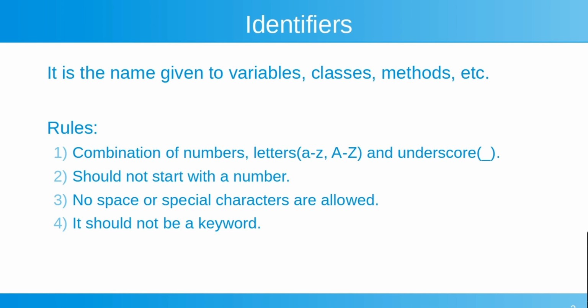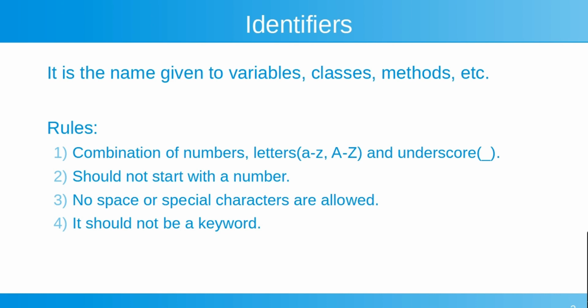For example, as the first rule, it should be a combination of letters, digits and underscore. Okay, so you can use uppercase and lowercase letters, numbers and underscore. The second rule: it should not start with a digit. It can start with an uppercase letter, a lowercase letter, or even an underscore, but it should not start with a digit. A digit can follow a letter or underscore.